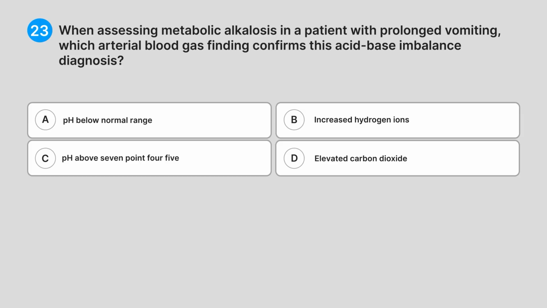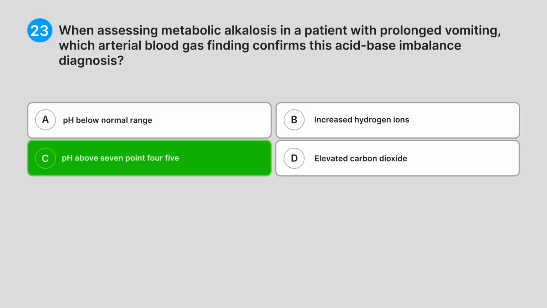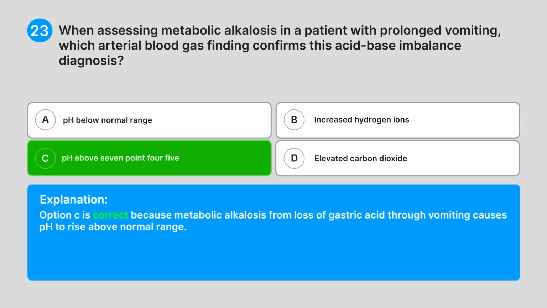Correct answer, C, pH above 7.45. Explanation. Option C is correct because metabolic alkalosis from loss of gastric acid through vomiting causes pH to rise above normal range.